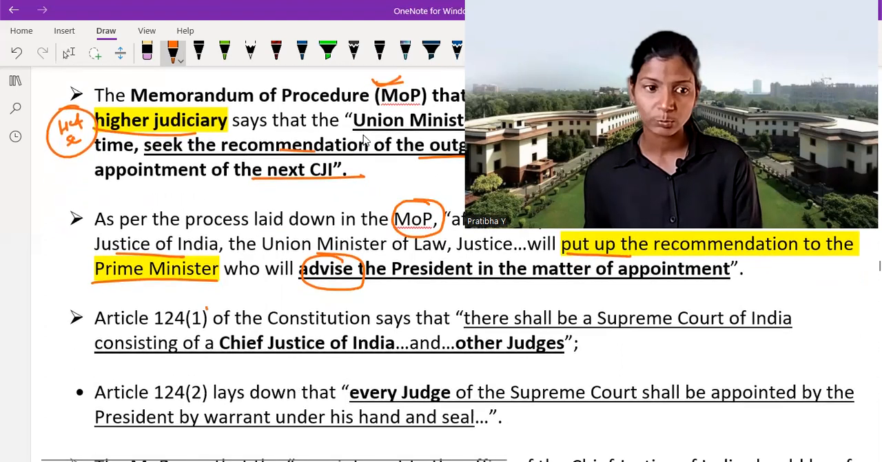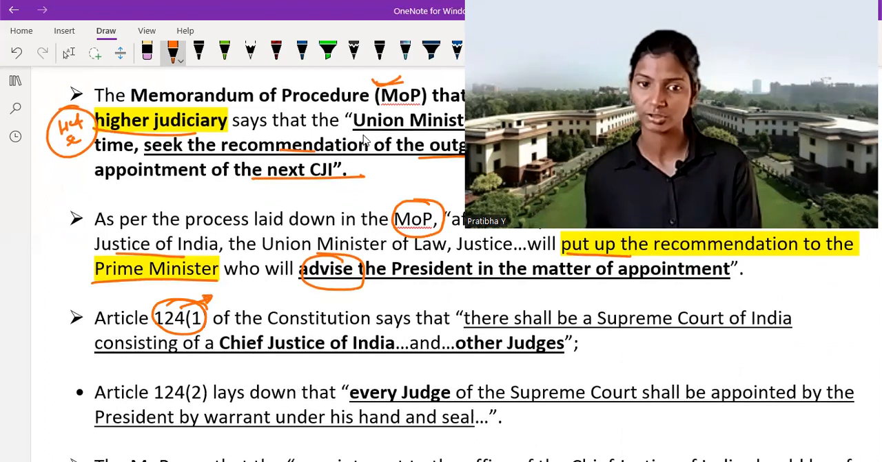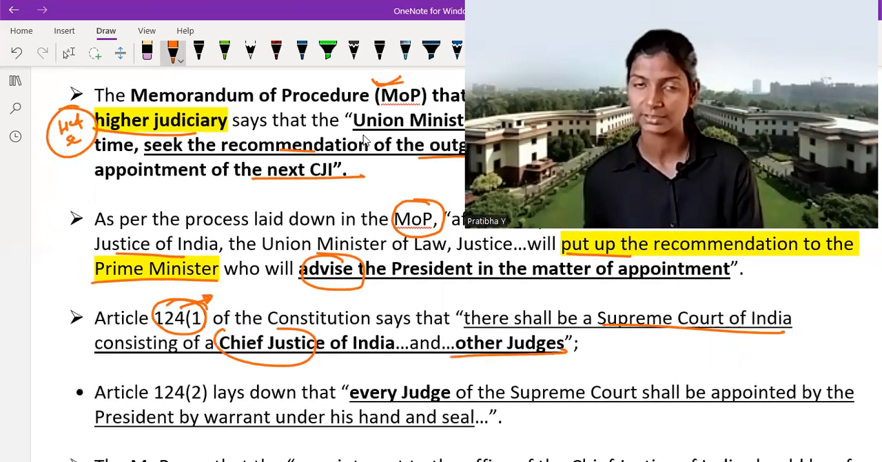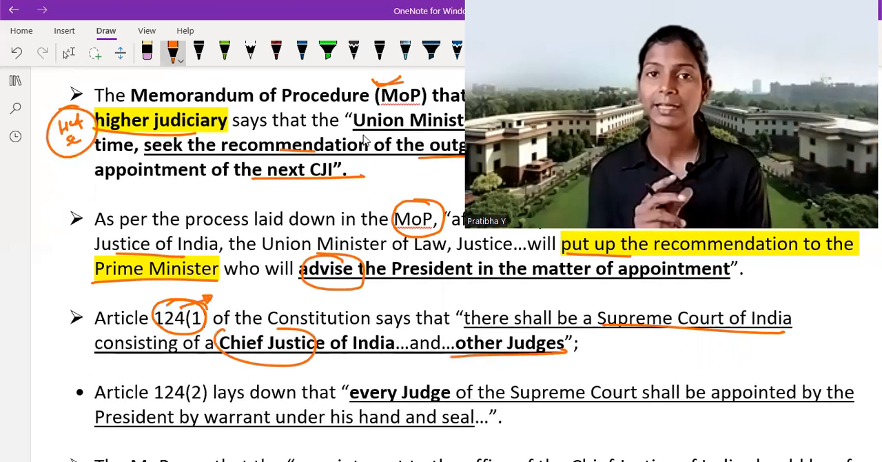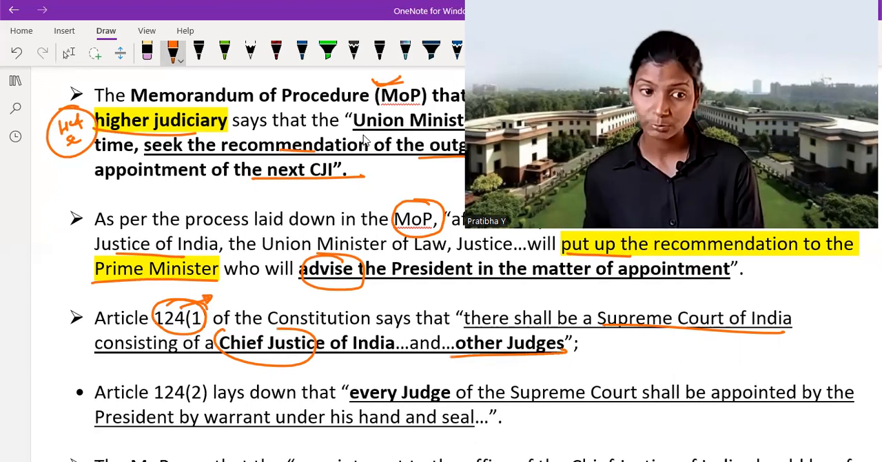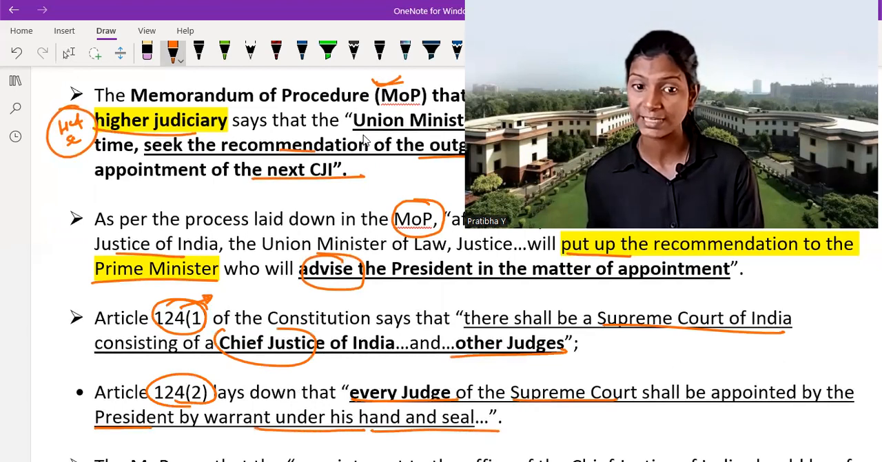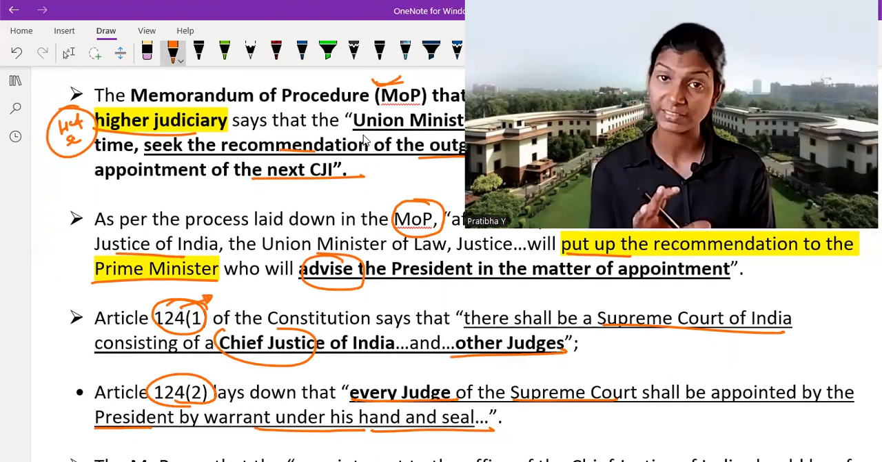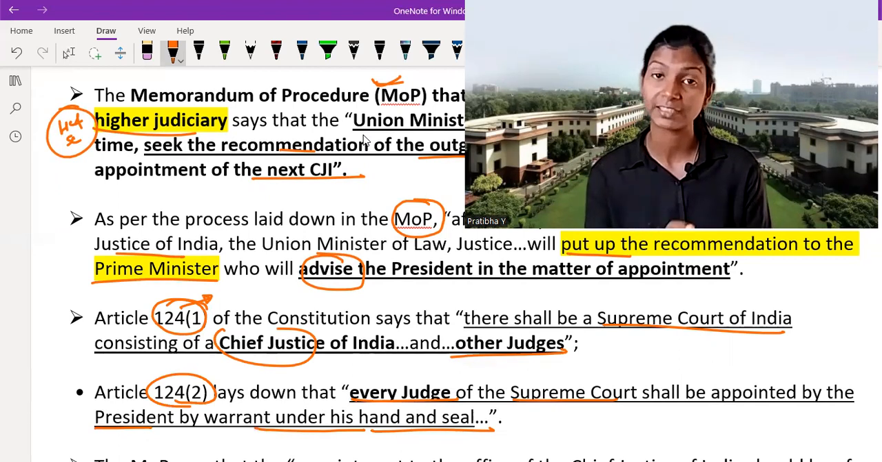Next point is Article 124.1. Article 124.1 of the Constitution says that there shall be a Supreme Court of India consisting of the CJI and other judges. Article 124.2 lays out that every judge of the Supreme Court shall be appointed by the President by warrant under his hand and seal. So every judge, including the CJI, is appointed by the President under his hand and seal.